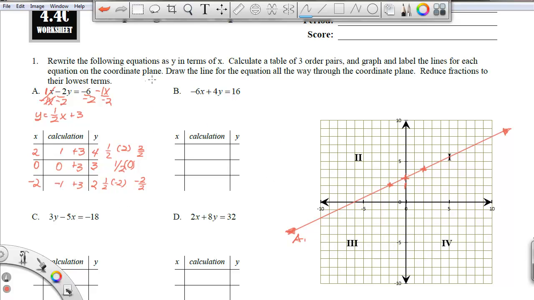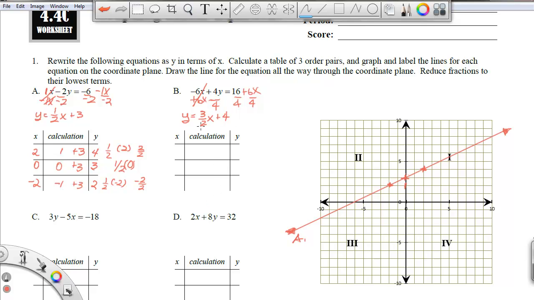Okay, now we're ready to do problem number 1B. So there's my x term, there's my y term. It's a negative 6x, so I will add 6x to each side. So that cancels, it adds to 0. So now I will divide by 4 on each side. So now I have y equals, now 2 divides the top, 2 divides the bottom. I need to simplify this fraction to lowest terms. So that'll be 3 over 2 x, and 4 into 16 is 4. So 3/2 x plus 4.